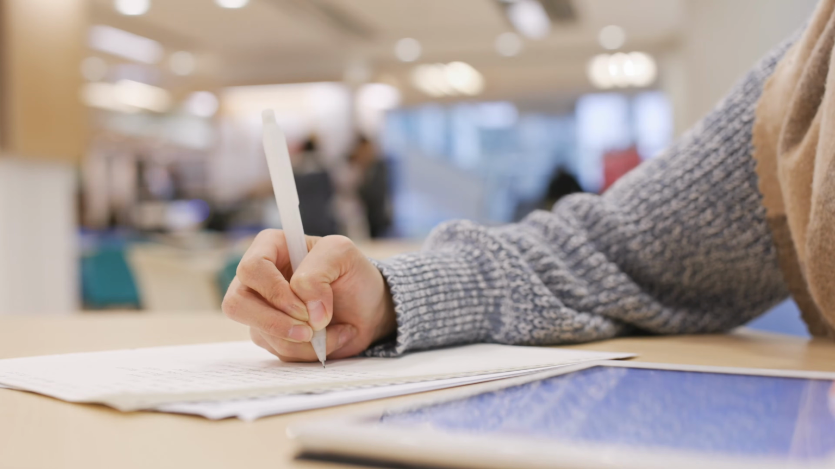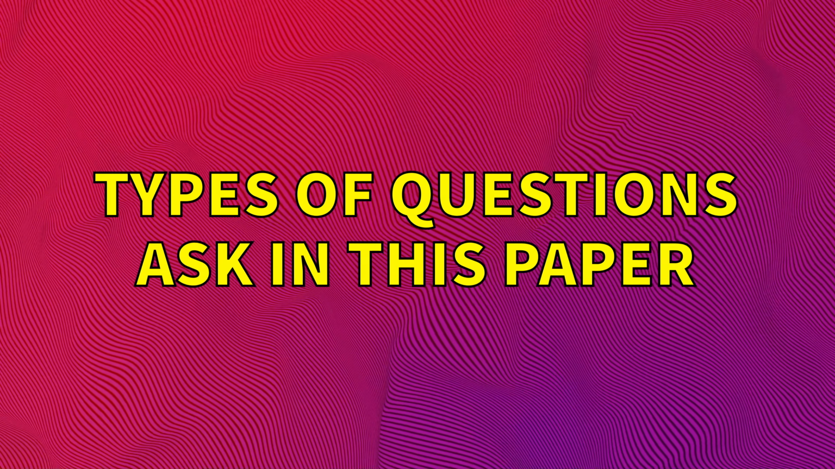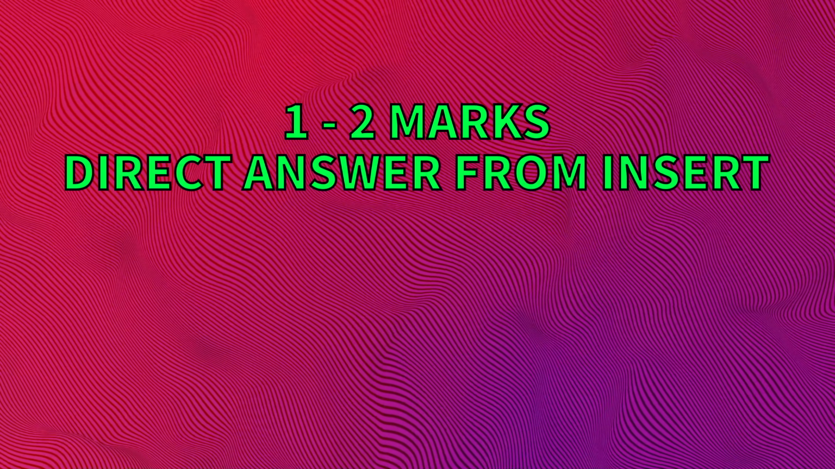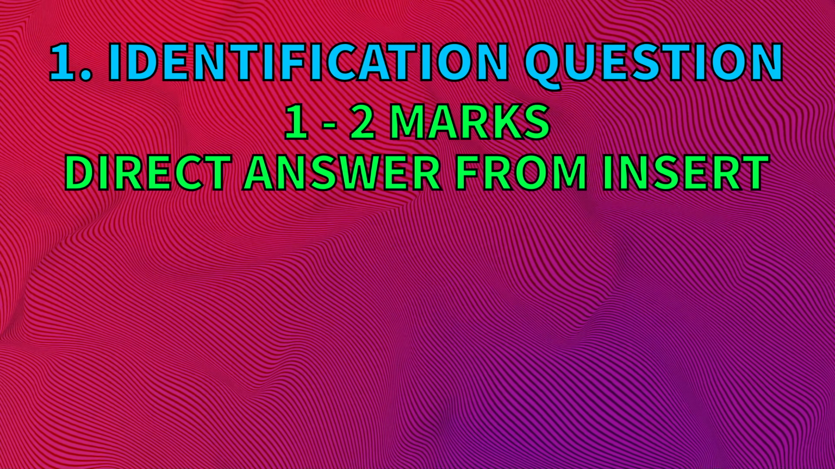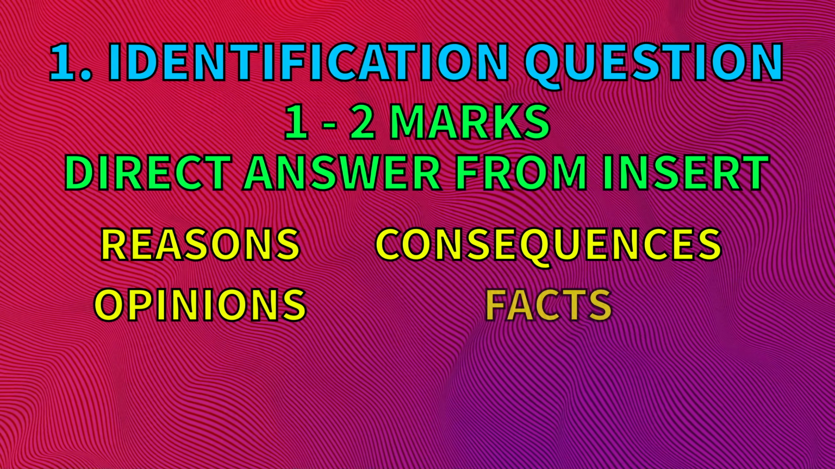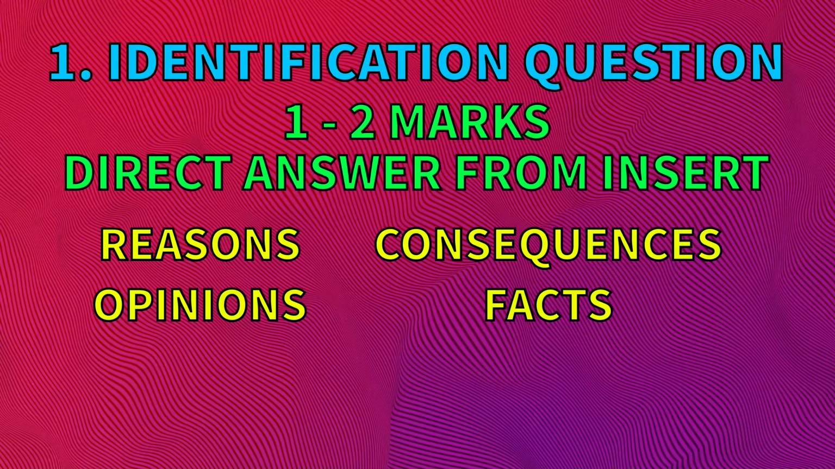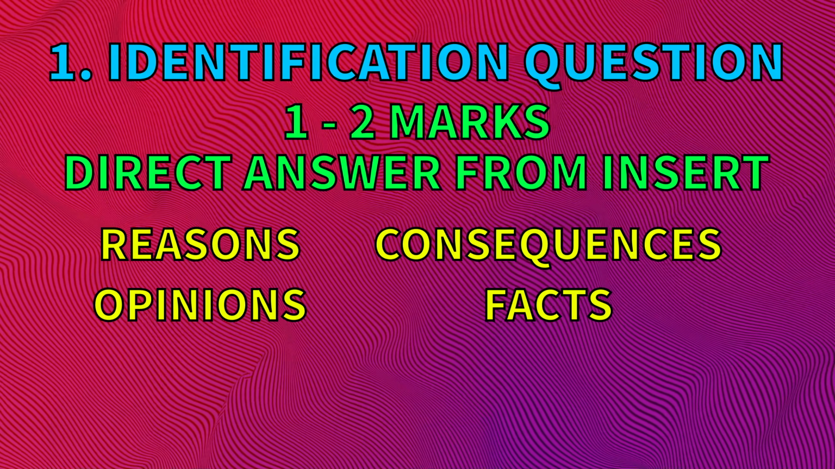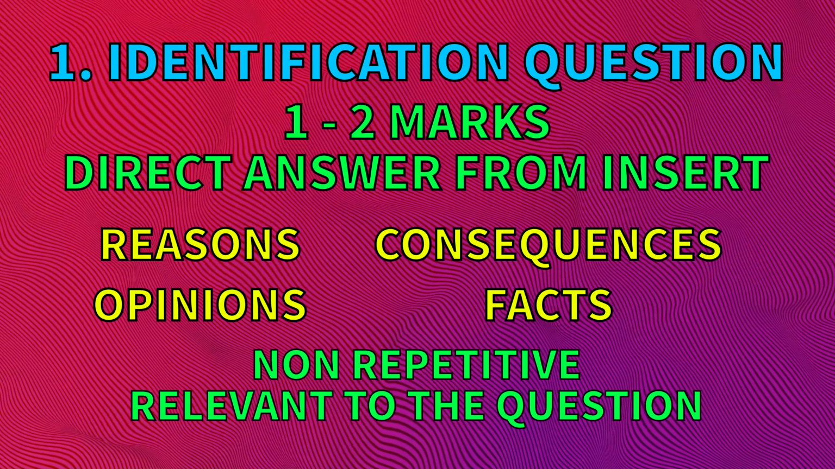So these are the 3 major perspectives you as a student have to address while writing answers in the written paper. To talk more about the written paper, let us understand a few types of questions asked in this paper. The first type of question, which is generally a 1 or 2 mark question and generally has a direct answer from the insert, is the identification question. So generally you have to identify reasons, consequences, opinions, facts, etc. And if it is a 2 mark answer, you have to make sure that the 2 points you write are non-repetitive and relevant to the question.